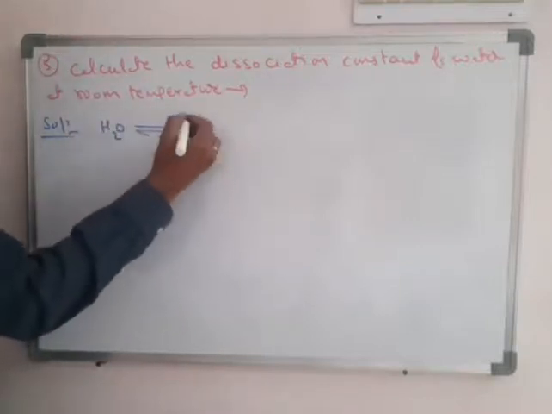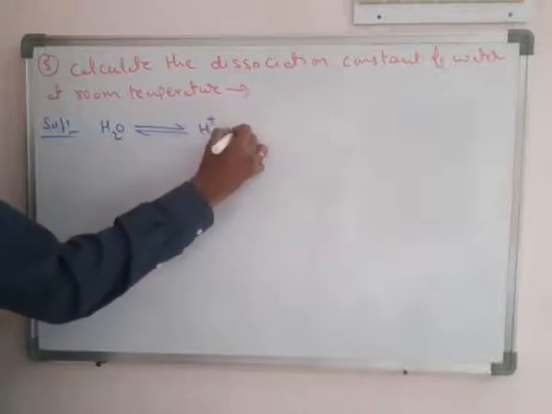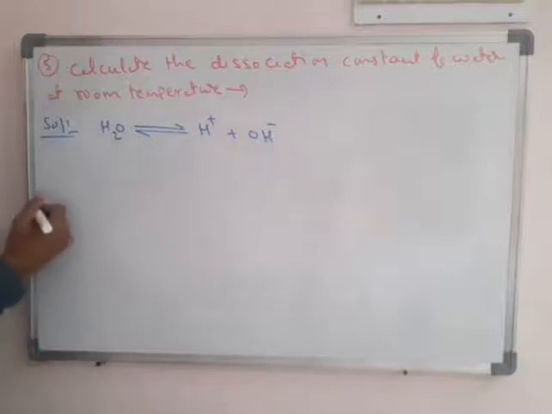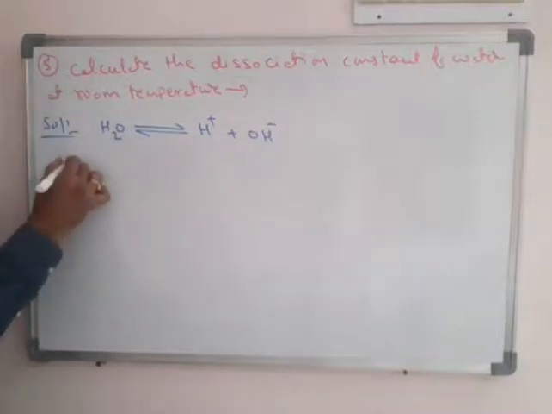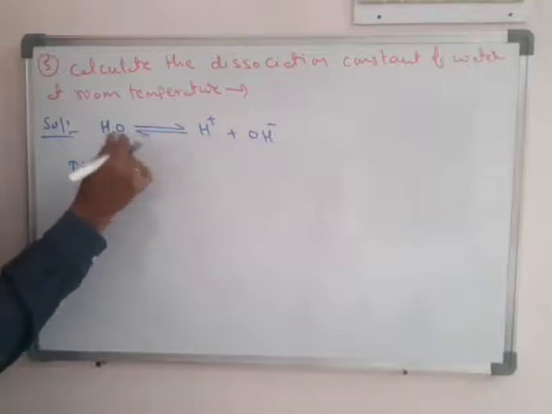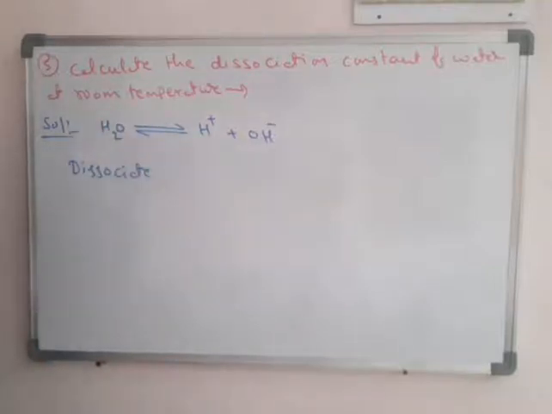decomposition into ions. This is ionization also. It forms H plus and OH minus. And we know that dissociation constant nothing but water dissociation constant, or we have to write the equilibrium constant for this. Okay.